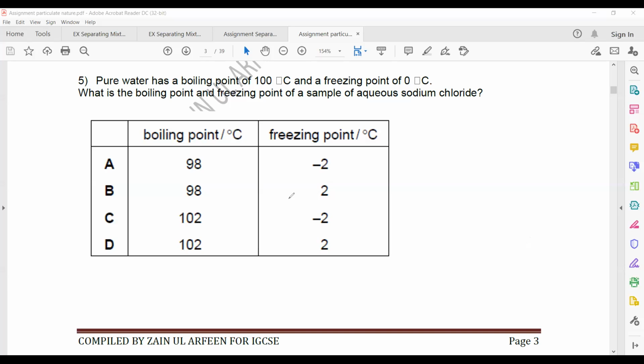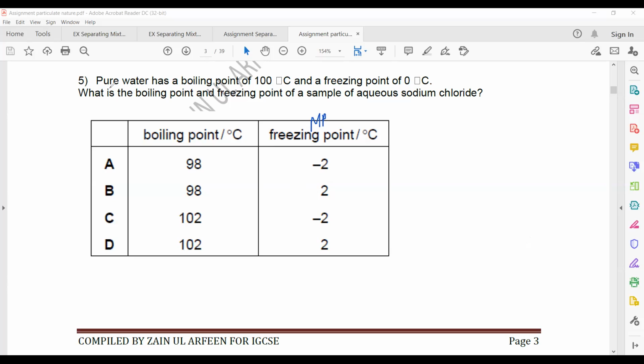Okay, this is a question related to the effect of impurity on the melting and the boiling point. Freezing point is the same as the melting point. The only difference is that melting point means when a solid changes to liquid, and freezing point means when a liquid changes to solid, but it's the same idea. So this can be a melting point as well.